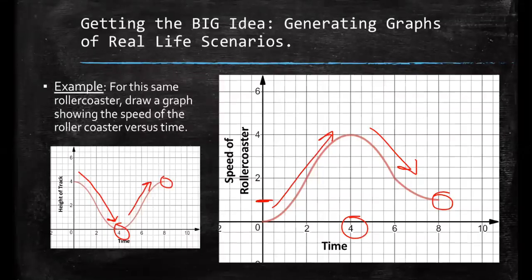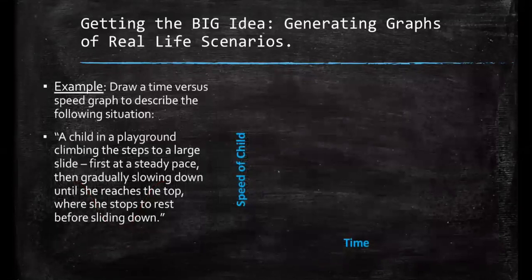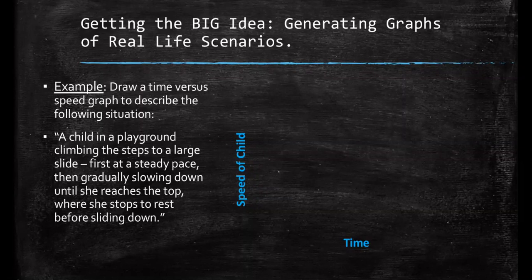Okay, so I want to do one more of these. Again, make sure you're thinking through all of these different elements as you come up with a graph that will represent this next scenario. Your scenario is given, and you're going to create a speed versus time graph again. This is talking about a child in a playground climbing the steps to a large slide, first at a steady pace, then gradually slowing down until she reaches the top, where she stops to rest before sliding down. So you're only picking out the parts here that are talking about the speed of the child.